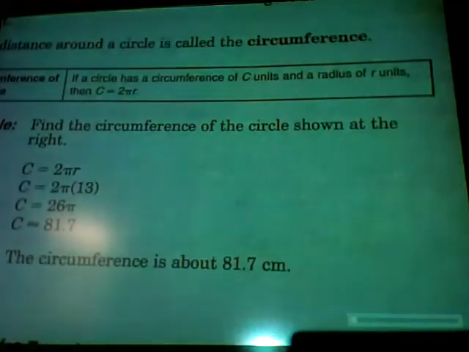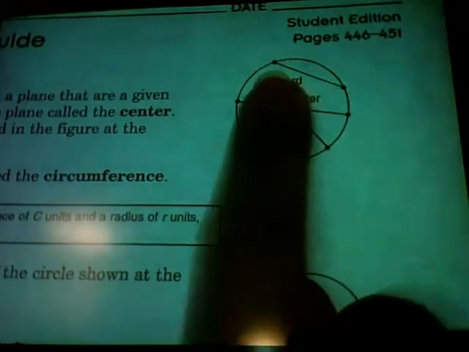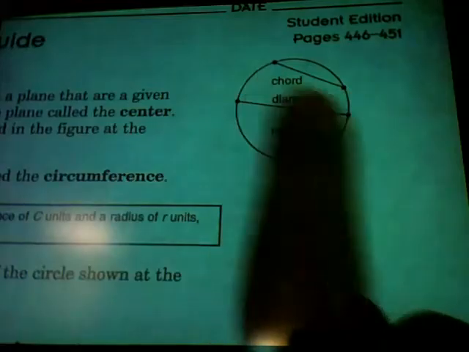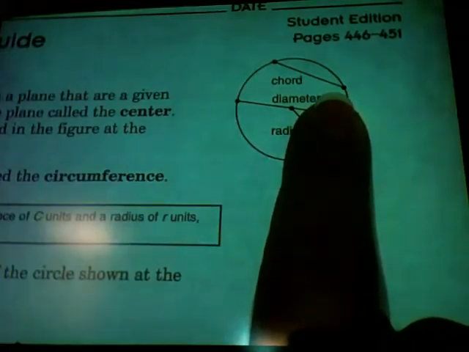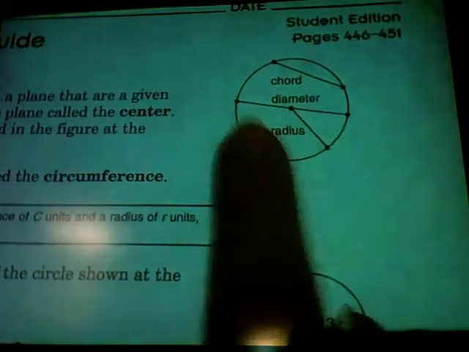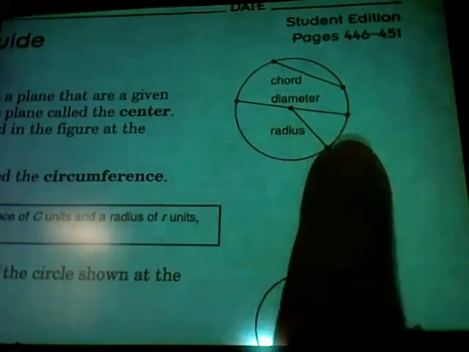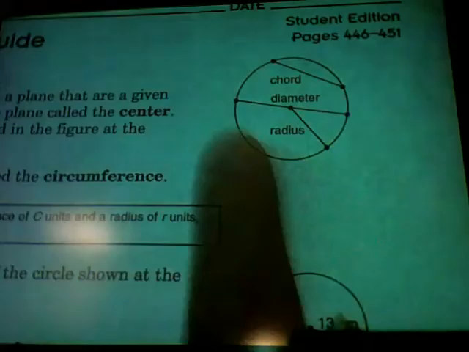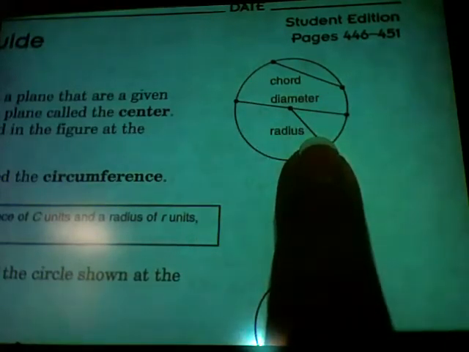So let's look at a couple of things. First of all, let's look at your parts of a circle. Again, this should be a review. A chord has both endpoints on the circle, and it goes through the middle or the interior part of your circle. Look at this right here. They're calling it the diameter. Is the diameter a chord? Does it have endpoints on the circle, and does it go through the interior of the circle? Yes. So the diameter is considered a chord. The diameter is the longest chord in a circle. The diameter goes through the center.